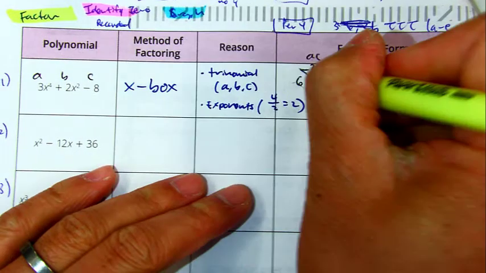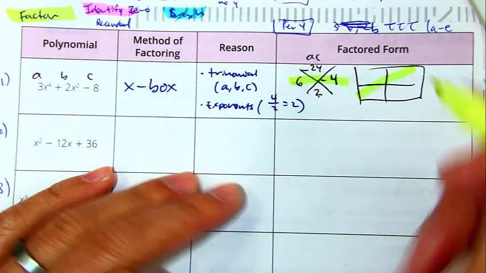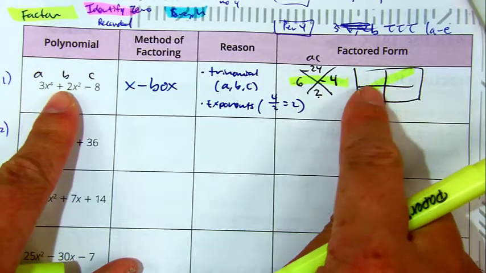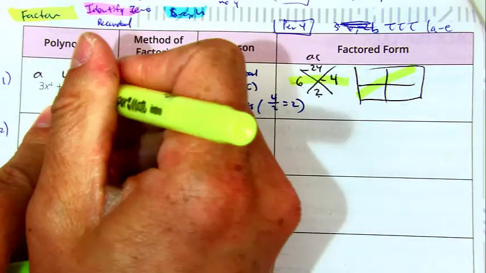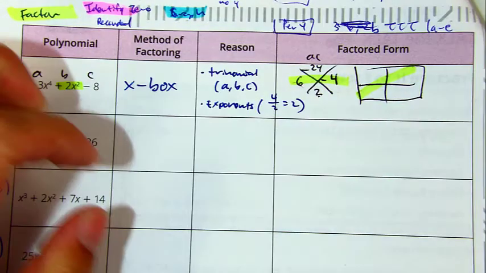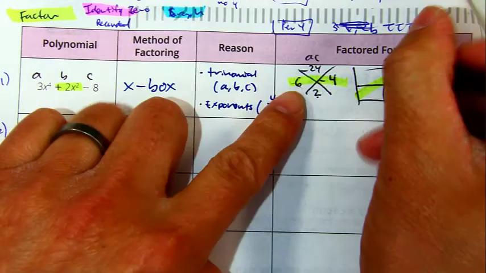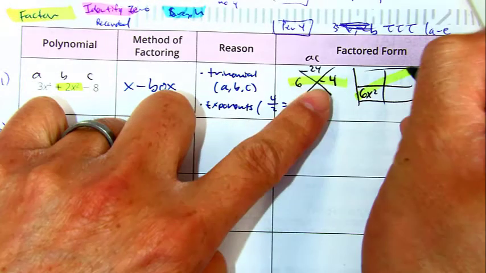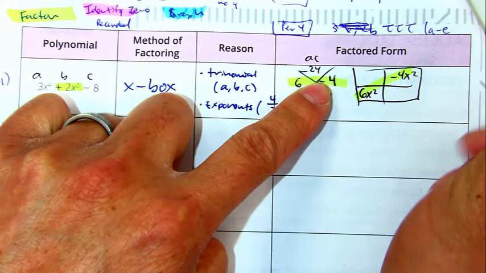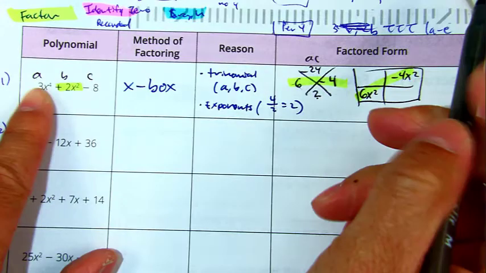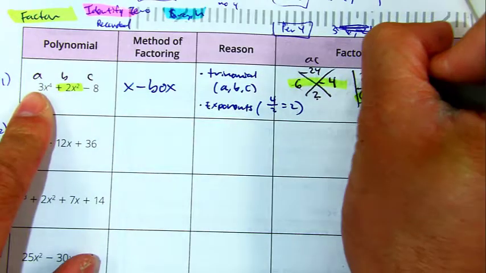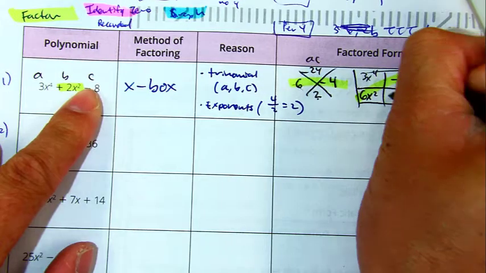Remember, these two numbers will always go down here. And remember what these two are doing. These two are actually splitting 2x squared. So I'm going to have to write 6x squared and negative 4x squared. First one is always going to be 3x to the 4th, and this one's always going to be minus 8.